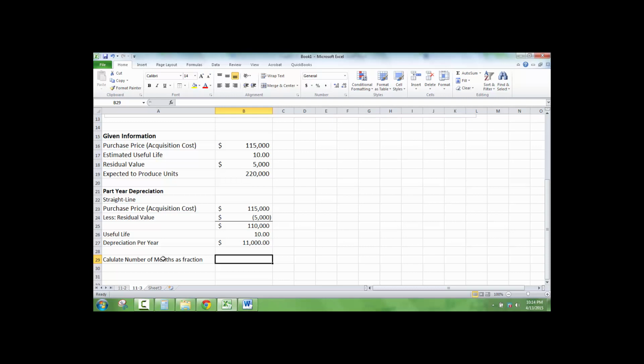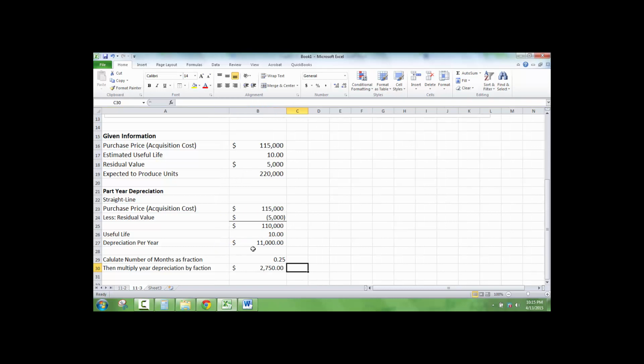So I'm going to count it out. The only way I can do this, although you can't see me, is counting on my fingers. October is 1, November is 2, December is 3. So there's 3 months. 3 divided by 12. That is our fraction. Then multiply year depreciation by fraction. So basically we take the yearly depreciation and we multiply it by the month fraction. So this is how much depreciation we would have in year 1.